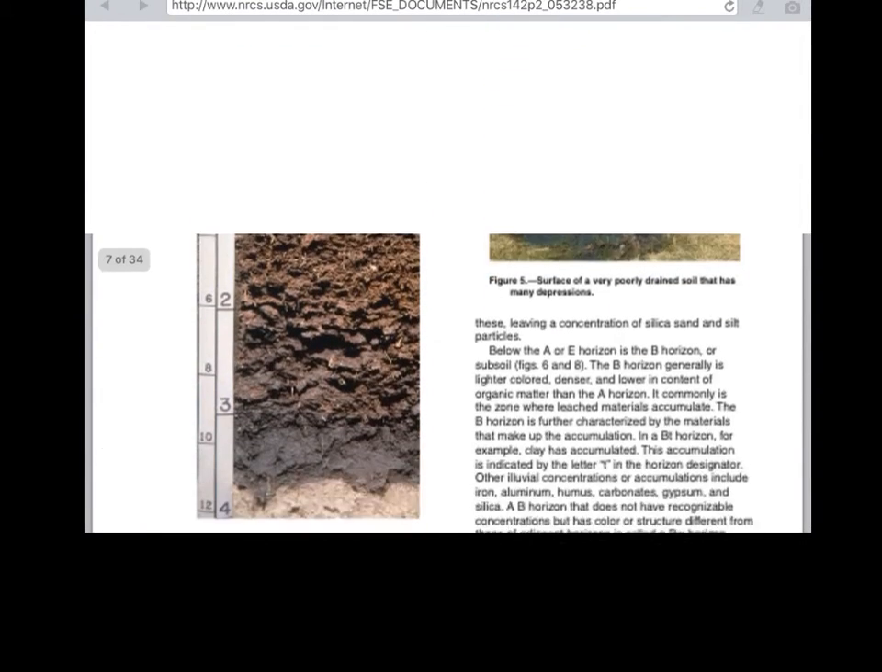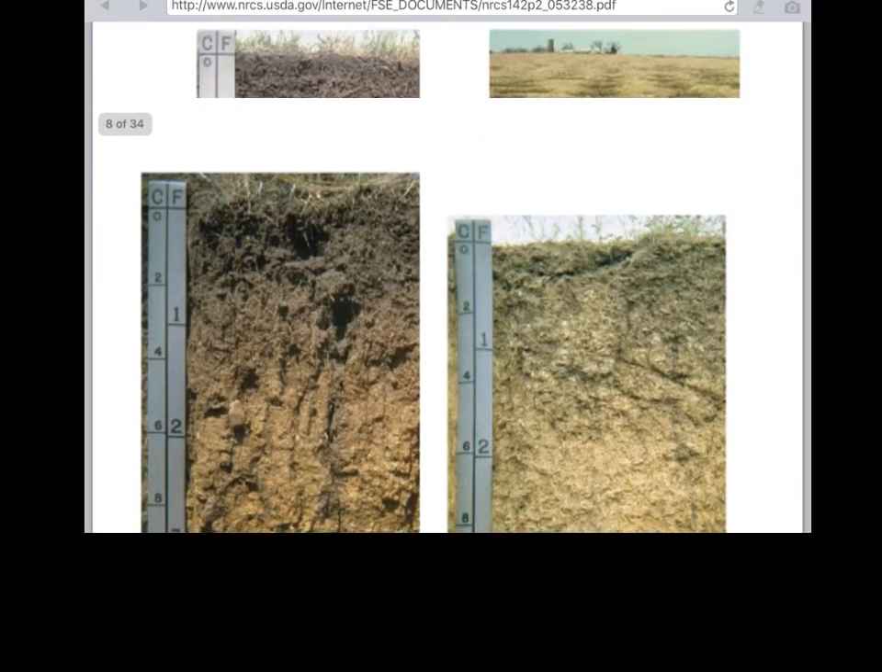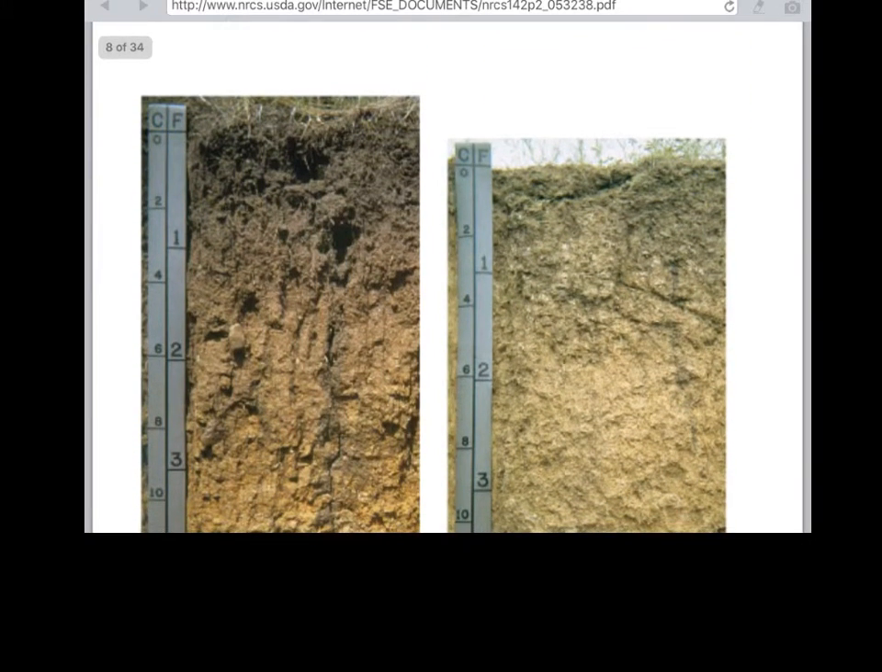Looking at different examples that they have in this website might give you an idea of what you're looking at there. If the soil isn't well drained, that's where you get those mottled things. I'm trying to find an example of that.